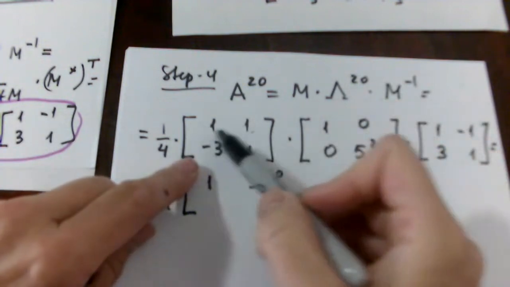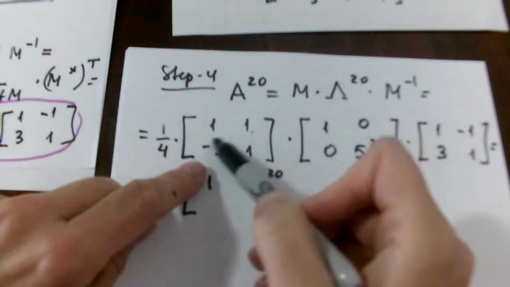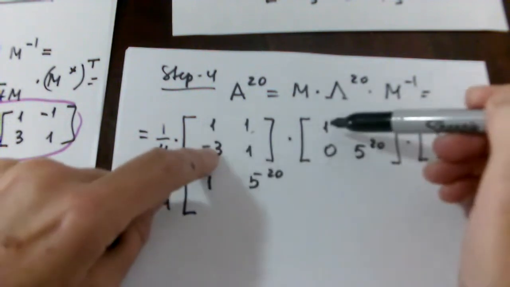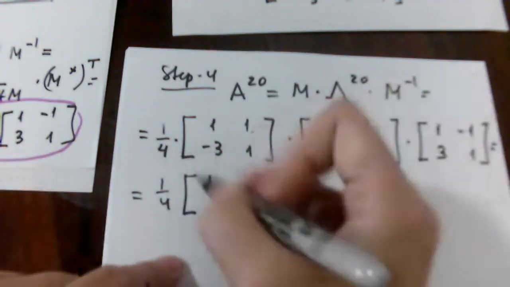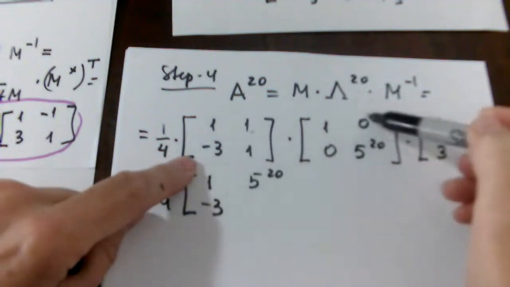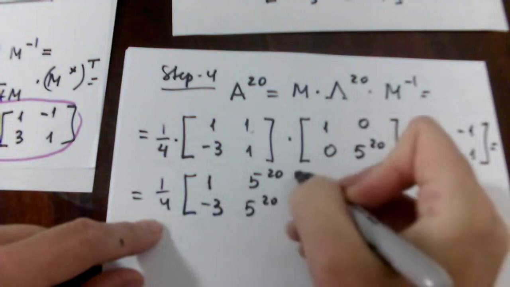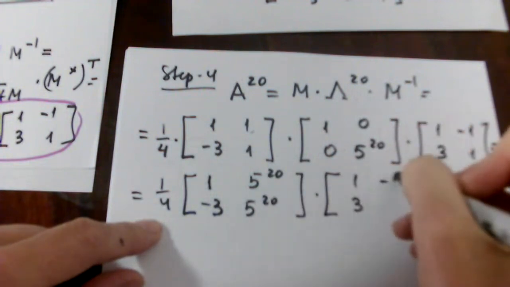Now we've spent all our columns here. That is why it's time to move to the second row in the first matrix. Minus 3, 1, and start with the first column again. So minus 3 by 1 plus 1 times 0 will be minus 3. And finally, the last row and the last column here will give us what? It will give us 5 to 20. Okay, and I'm rewriting the last matrix.